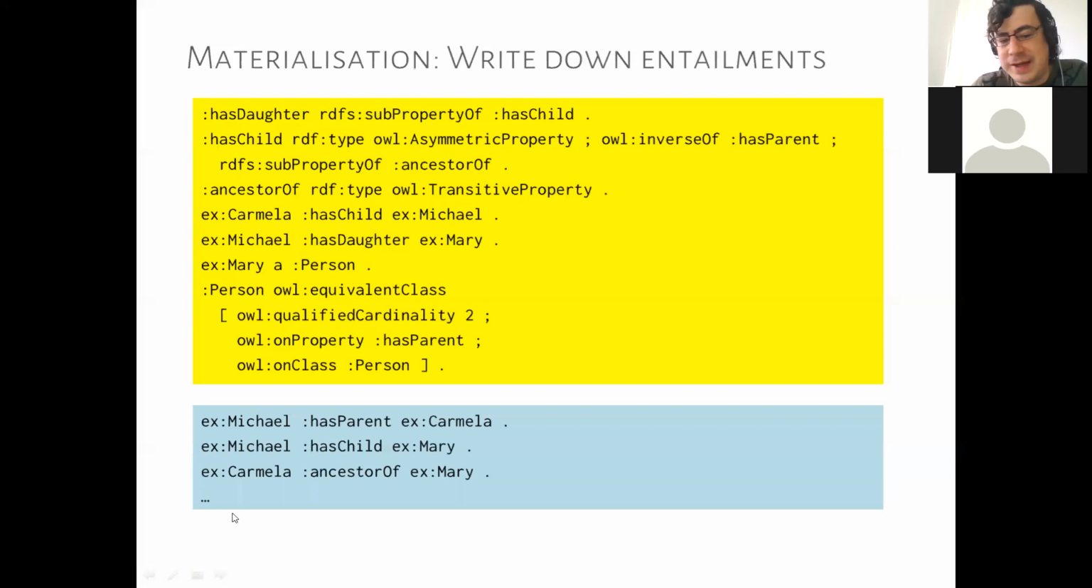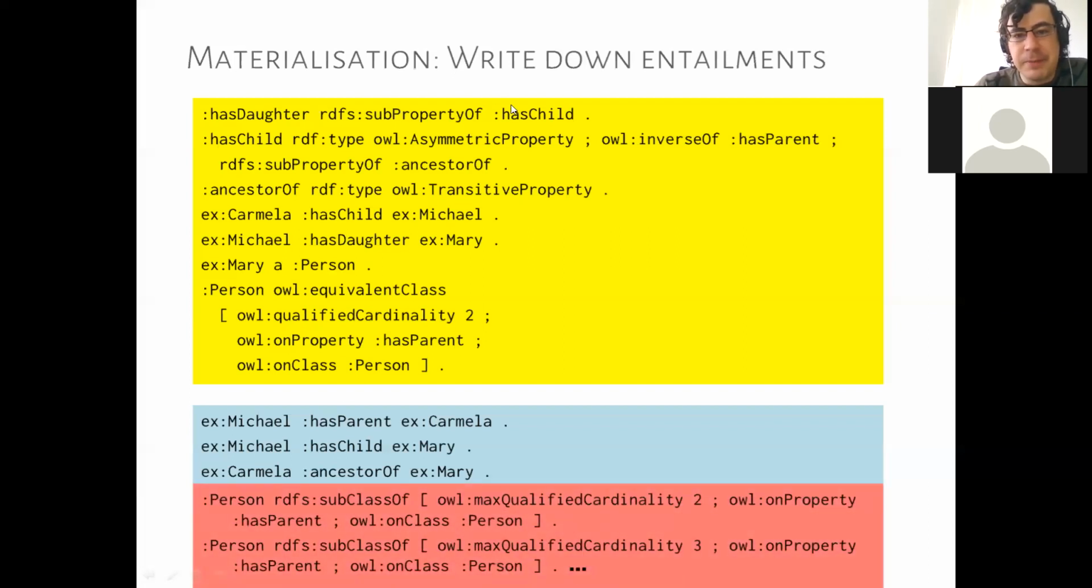Okay, so this is one task that we can consider. Not just that, but we could also from this entail the following. We can entail other class definitions, which might also be infinite. So if we know that person is equivalent to the class that has exactly two parents that are people, then we can say that it's a subclass of those that have at most two parents that are people, or it's a subclass of those that have at most three parents that are people. Somehow we can continue this to infinity.